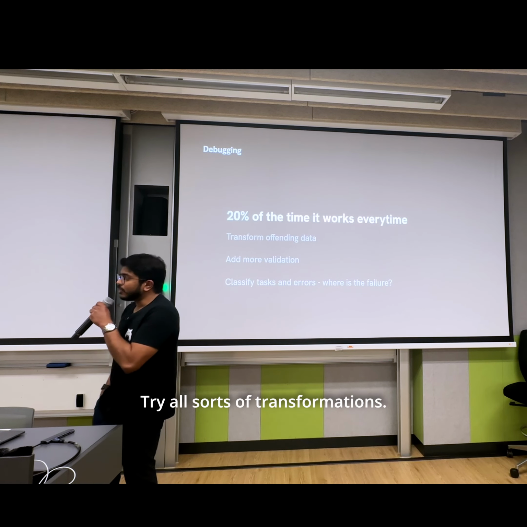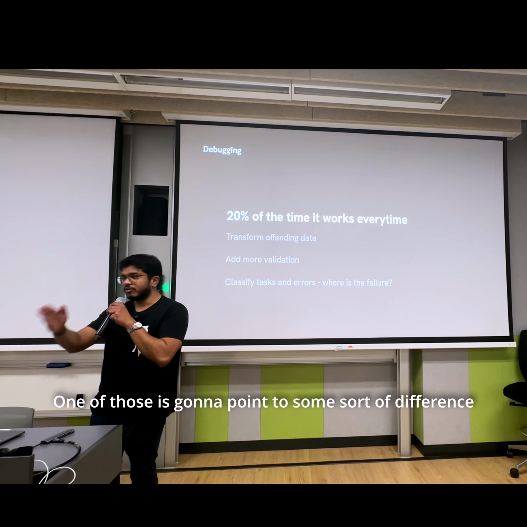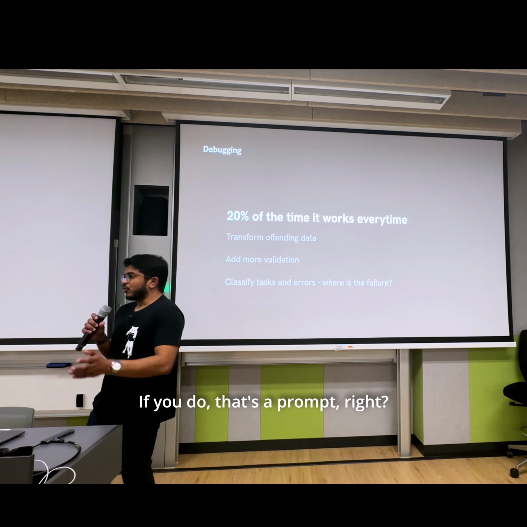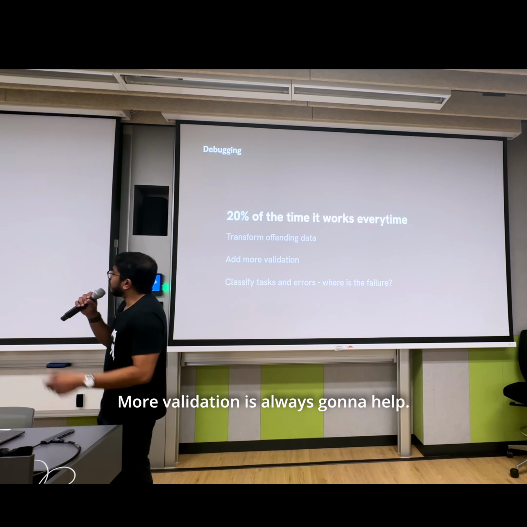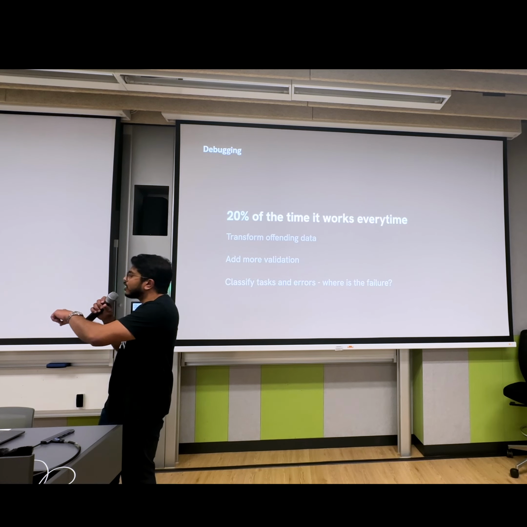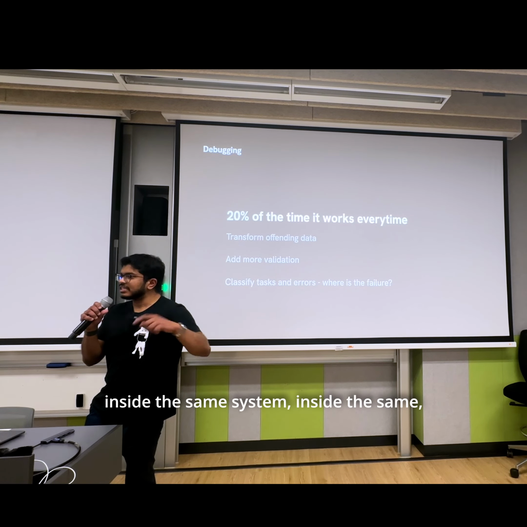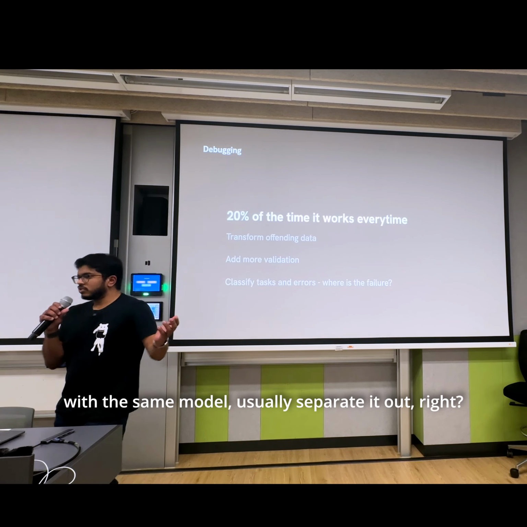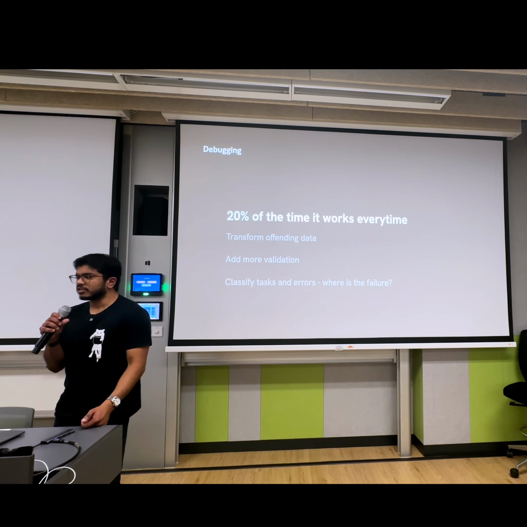Try all sorts of transformations. One of those is going to point to some sort of difference between the stuff that works and the stuff that doesn't, right? If you do, that's a prompt, right? More validation is always going to help. And then we saw the classification before, right? If you're trying to do more than one of those things inside the same system, with the same model, usually separate it out, right? And it makes a huge difference.